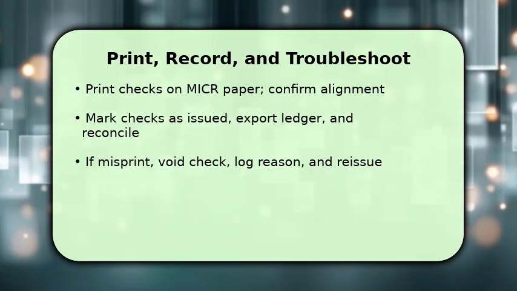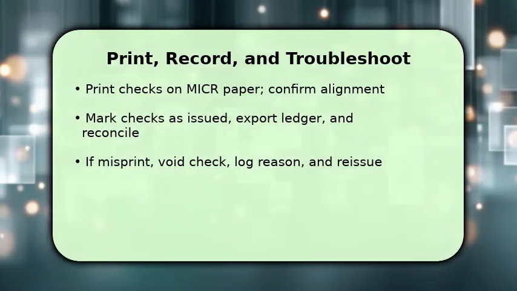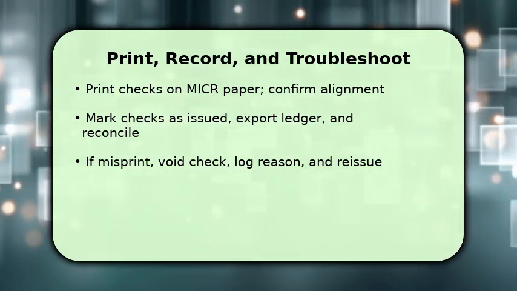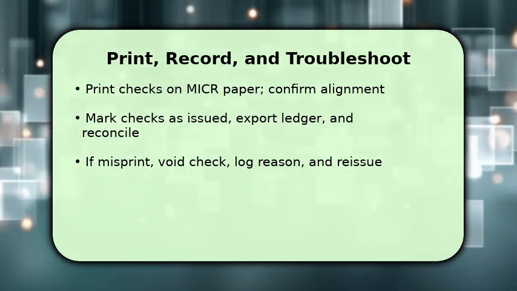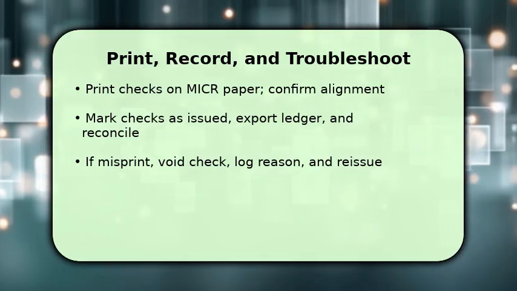You finish by printing checks on MICR-approved paper and confirming alignment with a single test print, then print the batch. After printing, mark checks as issued in the app, export the ledger for accounting, and reconcile with your bank.